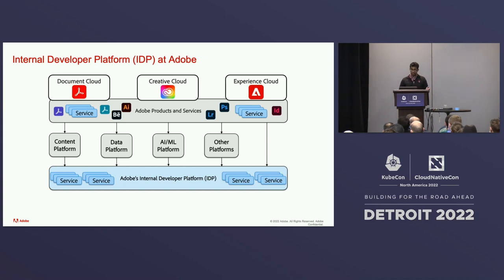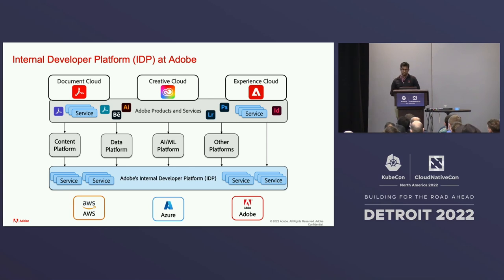As part of its offering, IDP, Internal Developer Platform, uses and provides access to resources on various cloud providers like AWS, Azure, and Adobe data centers. The Internal Developer Platform standardizes best practices and consolidates engineering efforts across the various internal developer teams at Adobe, while providing a CI/CD experience that remains flexible for the different use cases you see on the screen here.